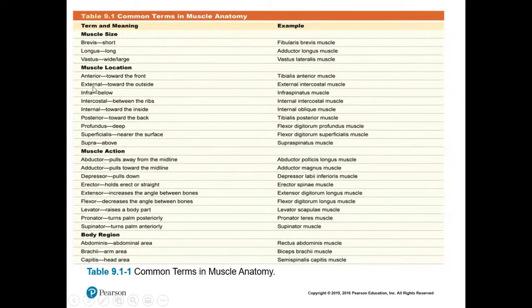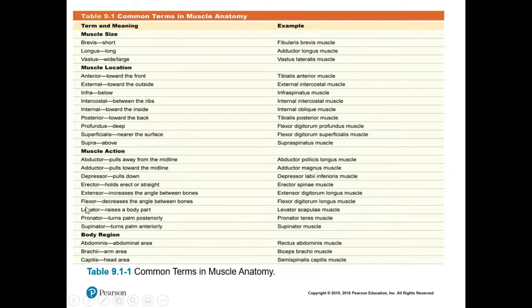You know these, right? Anterior, external, infra is below, right? Supra would be above. Intercostal is between the ribs, internal, inside, obviously. Posterior is back, profundus is deep. Superficial, you know what that is. It's close to the skin. Supra is the opposite of infra. Action: abductor, meaning pulling away, as mentioned yesterday, away from the midline. Adductor, towards the midline. Depressor, you're going to pull down. Erector, hold straight. Extensor, increase angle. Flexor, decrease the angle, right?